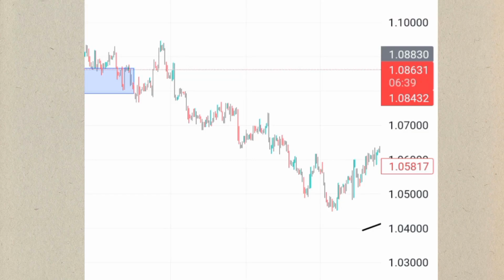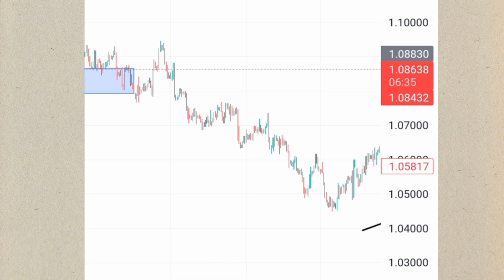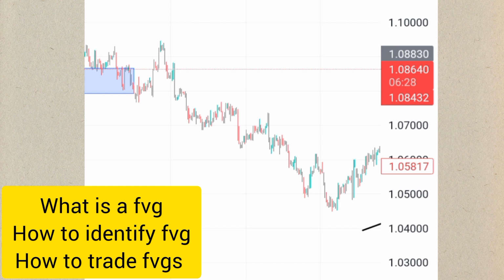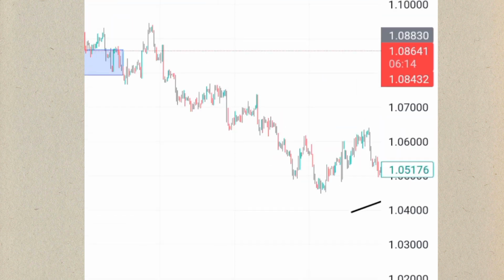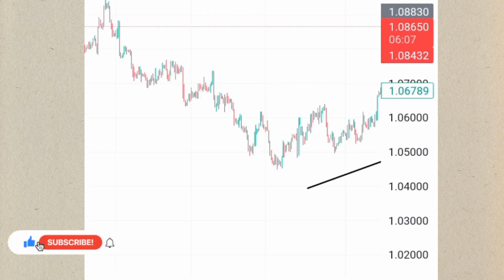Today I'm going to show you how to trade with a fair value gap strategy. Before we dive into the video, I want to show you what a fair value gap is, how to identify fair value gaps in the market, and then how to trade them. A fair value gap occurs when there are inefficiencies or imbalances in the market, or when buying and selling are not equal, right?